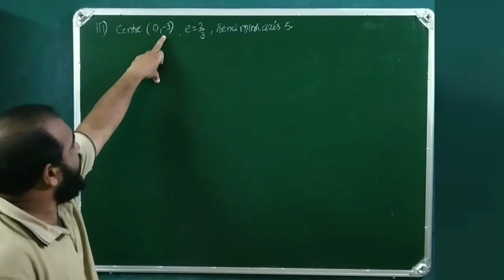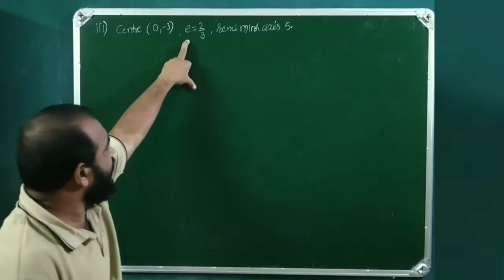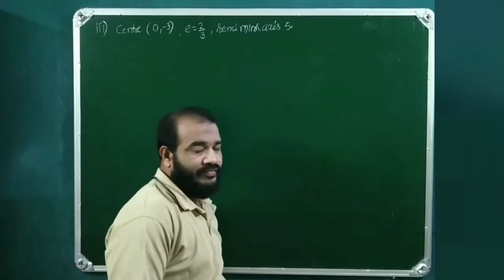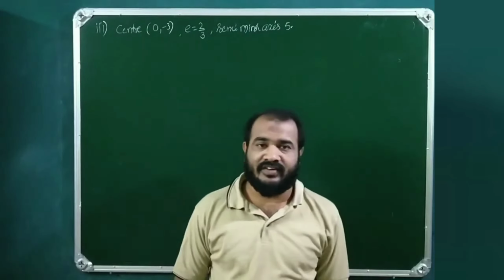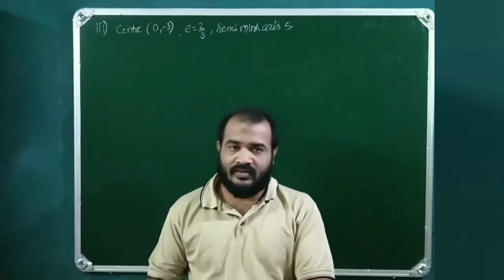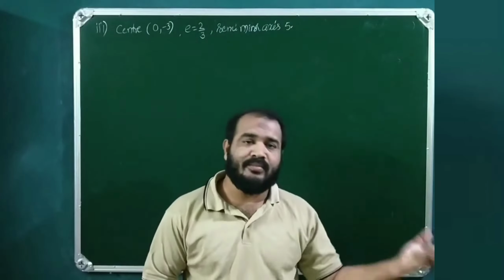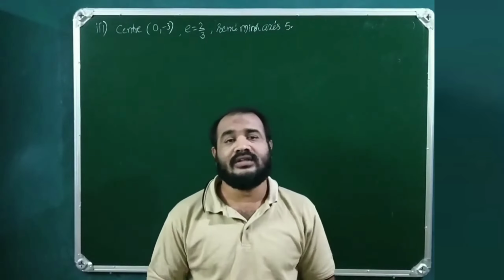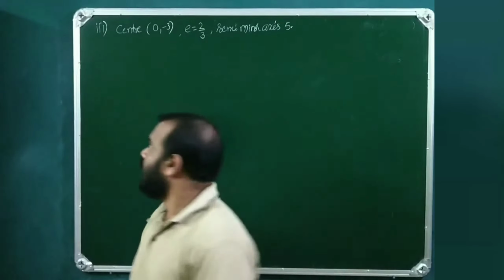The center is (0, -3), which is (h, k). The eccentricity is given, and the semi-minor axis is 5. Here the semi-minor axis is given, but we are not sure which ellipse it is. So it could be A greater than B or A less than B. So we have to consider both the cases.